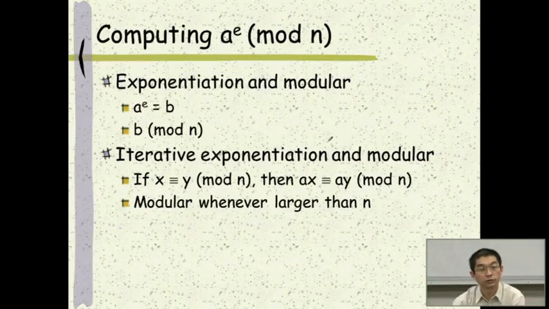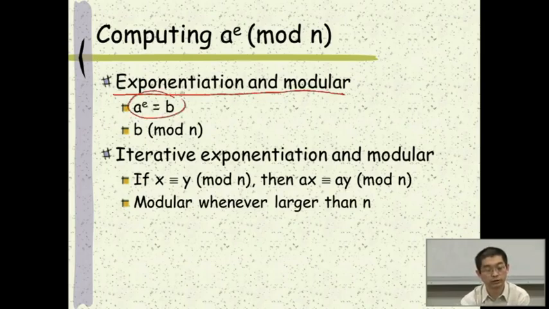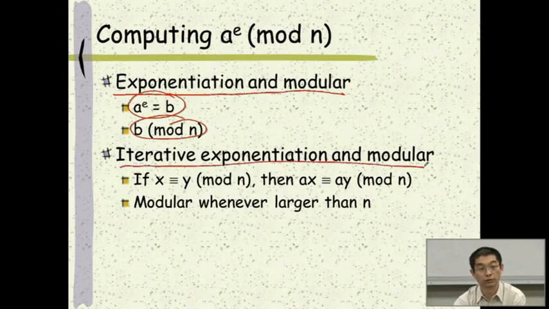So these are the two simple ways we have seen before to implement a to the power e mod n. The first one is exponentiation and then modular, where we first do the exponentiation, and then we do the modular. The second one we call iterative exponentiation and modular. We keep on multiplying by a, and whenever we get a product larger than n, we do a modular operation to keep the value less than n.